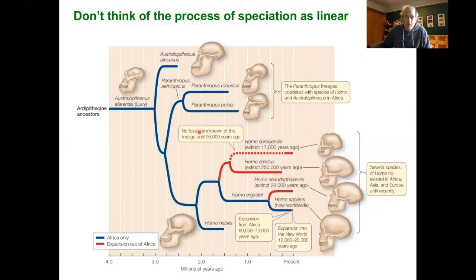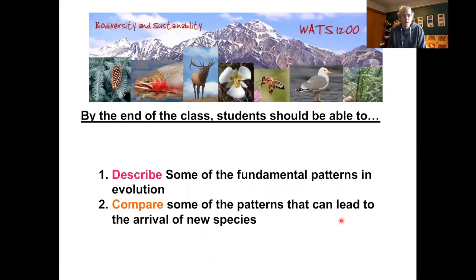So this shows you that the evolution of humans from our Australopithecus ancestors is not a continual straight line. It's a series of splits. And the only difference is we were the only species that survived. Okay, so you guys should now be able to describe some of the fundamental patterns in evolution and compare some of the patterns that can lead to the arrival of new species.